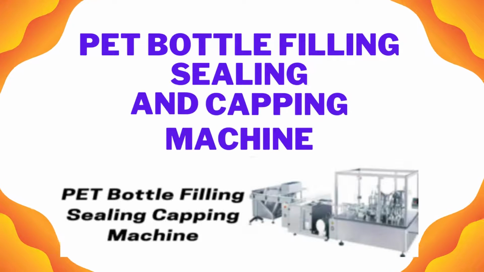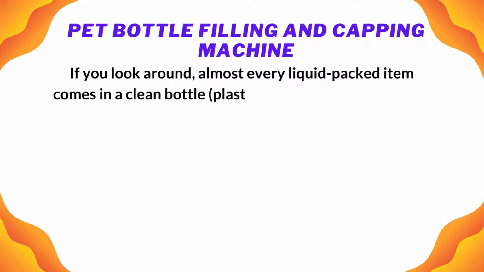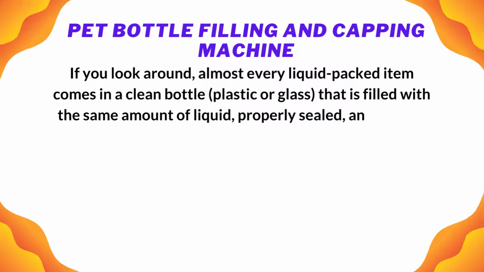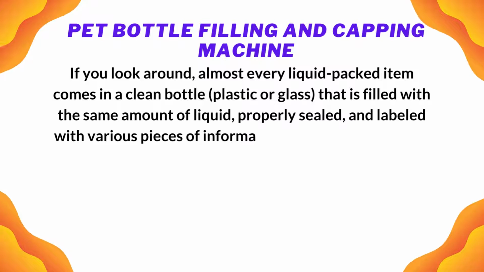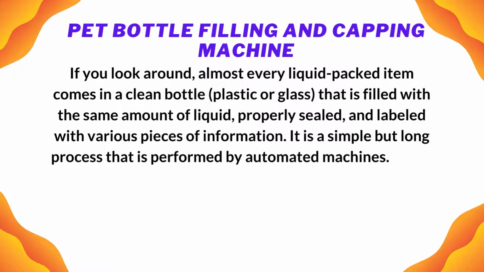PET bottle filling sealing and capping machine. PET bottle filling and capping machine. If you look around, almost every liquid packed item comes in a clean bottle, plastic or glass, that is filled with the same amount of liquid, properly sealed, and labeled with various pieces of information. It is a simple but long process that is performed by automated machines.